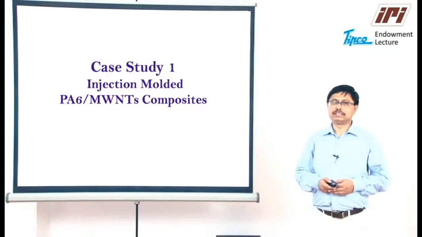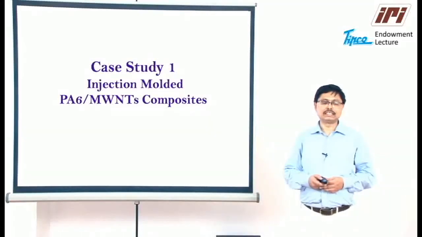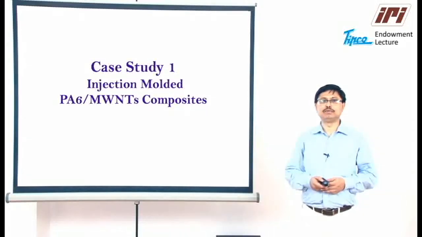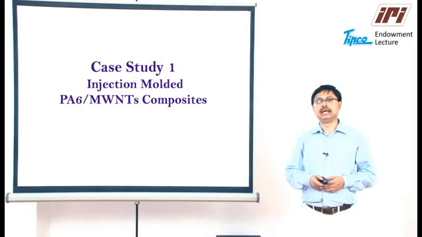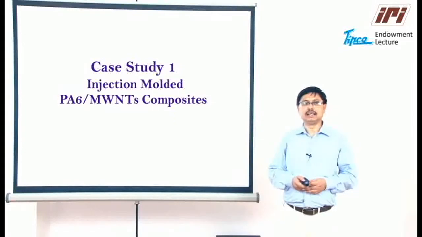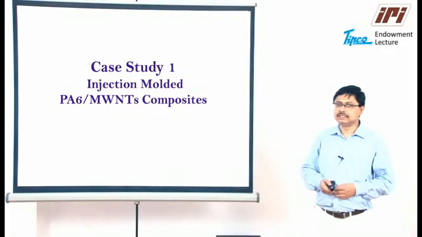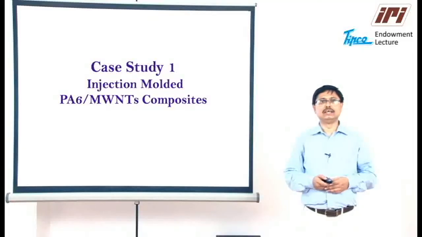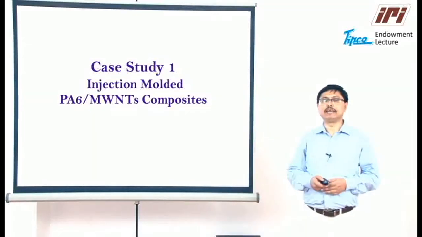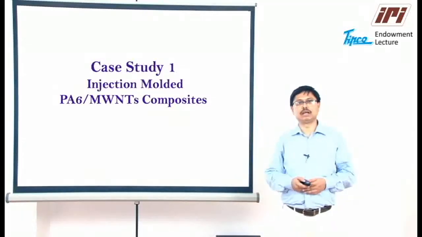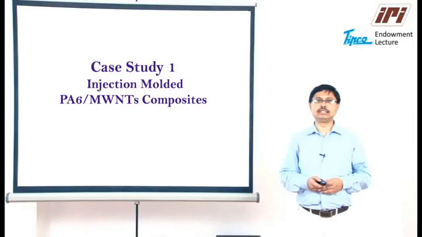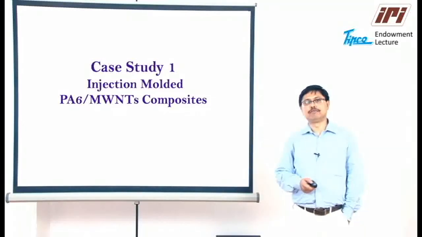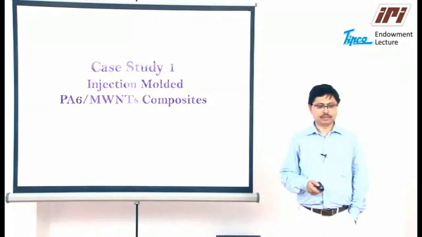Here I present 2 case studies. Case study 1 is injection molded polyamide 6 and multi-wall carbon nanotube composite materials, and we have studied the electrical conductivity and rheological percolation, or the rheological characterization, in order to find out the effect of purified multi-wall carbon nanotubes and the functionalized multi-wall carbon nanotubes, which were procured commercially from Nanosil, Belgium.